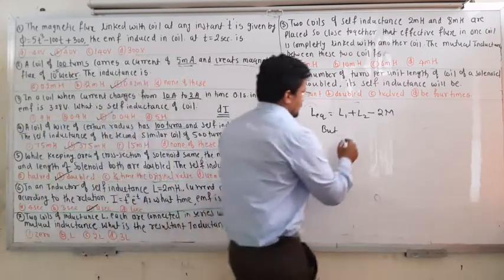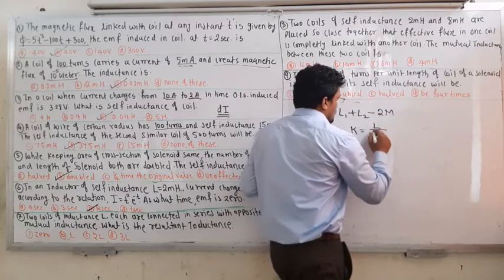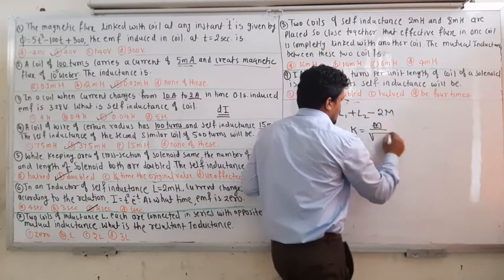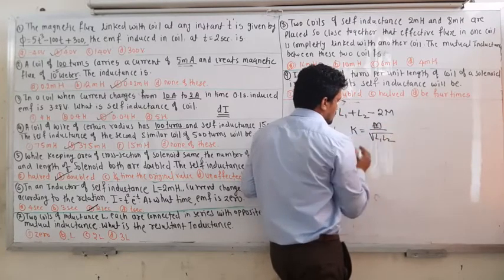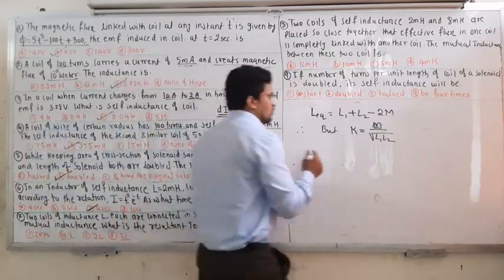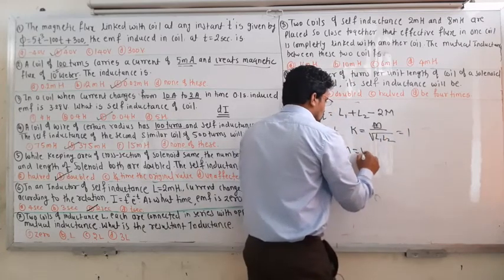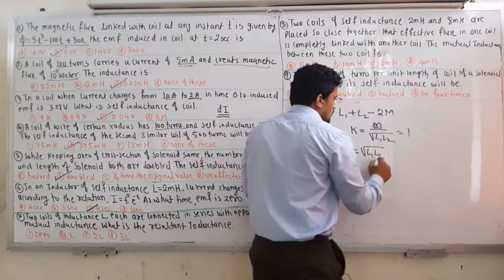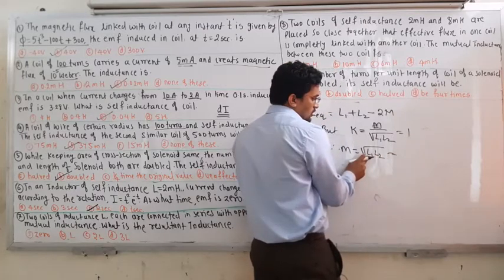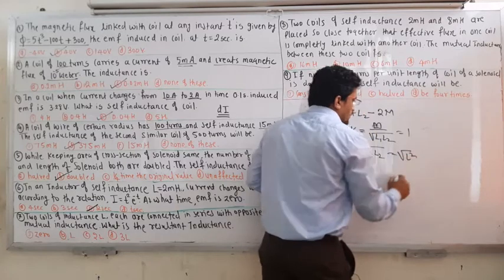But we know that K is equal to M divided by under root of L1 and L2, and both are connected very close. So for a very close combination, K will be 1. Therefore M is equal to under root of L1 and L2. But both coils have the same inductance, that means L and L, so it becomes L square. It becomes what?